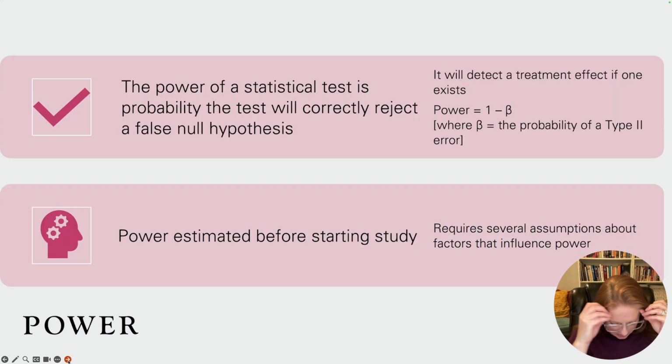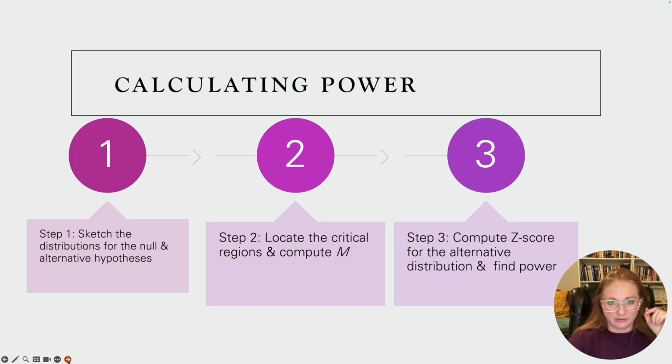Really, what this is trying to do is act like a safeguard for you. It's a way to check yourself before you run the study, to say, if I run this analysis and there is a false null, and I reject that false null, what's the probability of that? So just run power before you do it. It's fine.